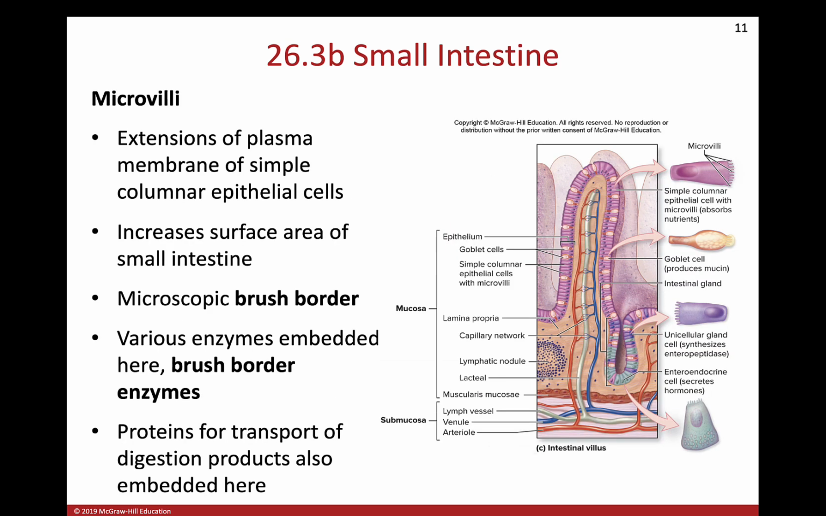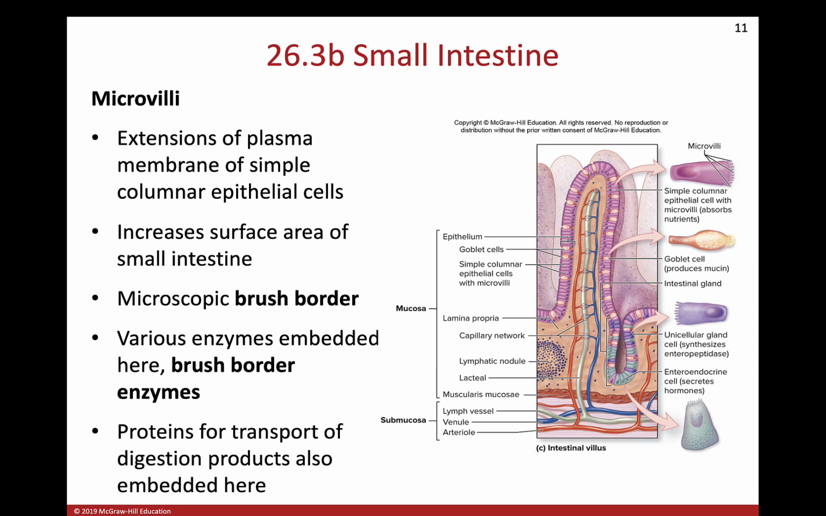We also have microvilli, and these are extensions of the plasma membrane, and they are simple columnar epithelial cells. They also result in increasing the surface area of the small intestine, and they form anatomically what is referred to as a microscopic brush border. Now, various enzymes are embedded here, and they are referred to as brush border enzymes. And there also will be proteins for the transport of digestion products. They are also found here.